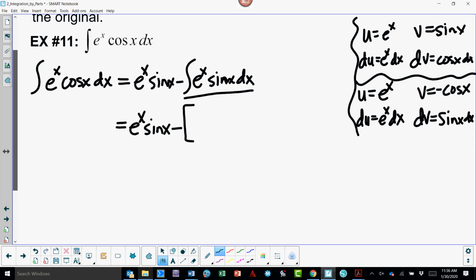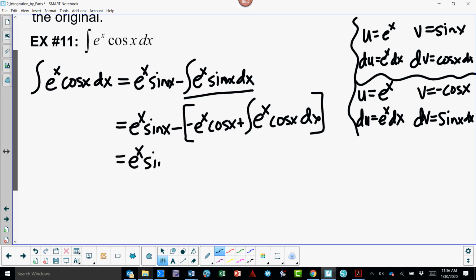So I need uv, which is minus e to the x cosine x, minus the integral of v du, which is going to be negative cosine x times e to the x, so that makes that plus e to the x cosine x dx. Now, before I do anything, I'm going to distribute. So minus a negative becomes plus e to the x cosine x, and then I distribute the minus. I'll have minus integral e to the x cosine x dx.